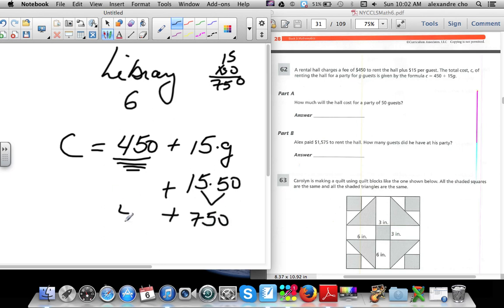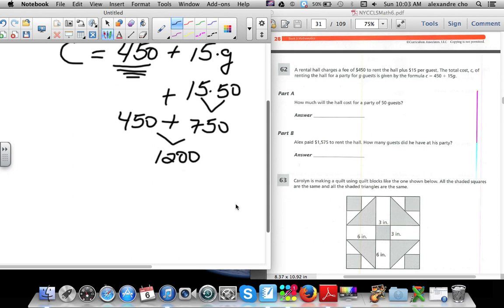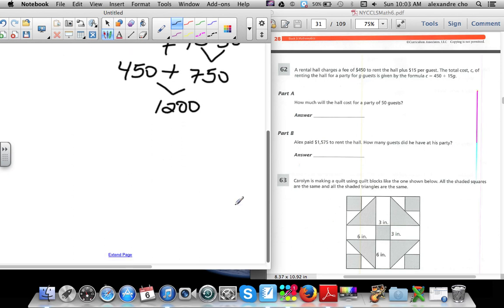Now you got to find out what the total is because you also got to pay for the gym, or in this case the hall. So $450 for renting the place and $750 for all the people gives you a total of $1,200. Okay, very easy. Okay, that one's also easy. Question C: Alex paid $1,575 to rent the hall. Paid $1,575 to rent it. How many guests did he have at his party?